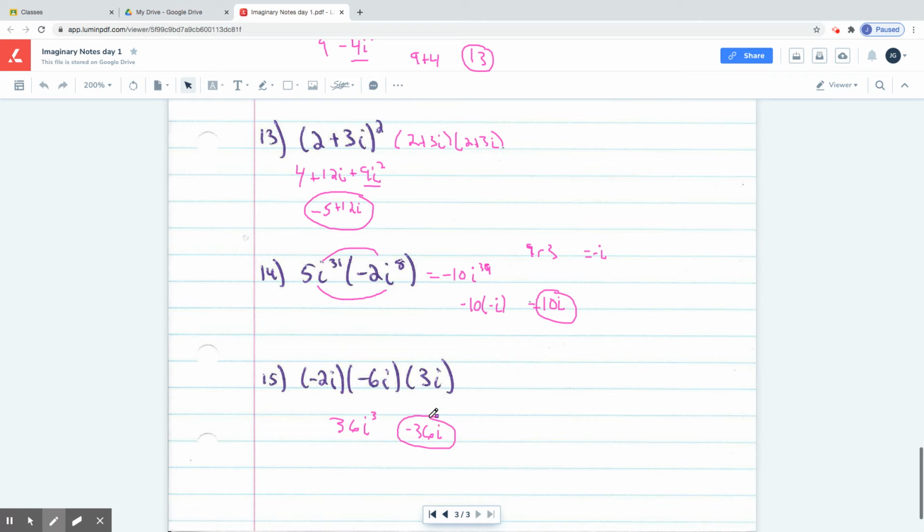If you wanted to, you could have just done the first 2 times the first 2 and gotten 12i squared, which is really just negative 12. Then you could have done that times 3i and then negative 12 times 3, which is negative 36, and still got negative 36i.